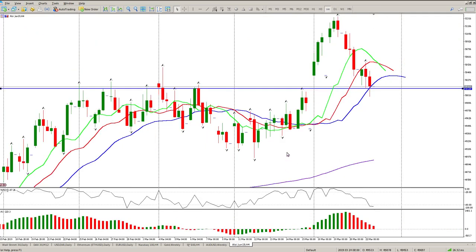Have a look. You can see 4 hour. We've got what looks like a pullback into this area of potential support. You can see 3 bars here all through the Friday. Every time we came into the zone, the buyers stepped in.